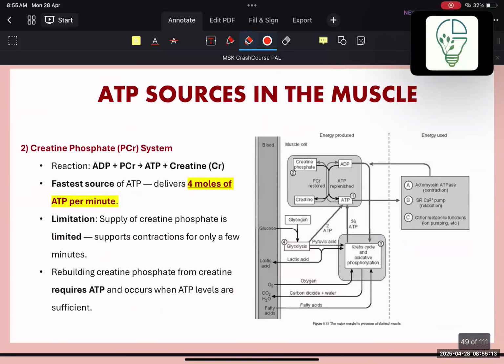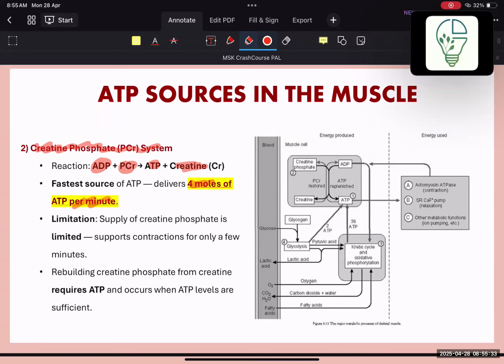Now, we have another method called the creatine phosphate system. What the creatine phosphate system does is that it will use ADP, add it with creatine phosphate to make ATP and creatine. And this is the fastest source of ATP in your muscles. It can deliver 4 moles of ATP per minute.